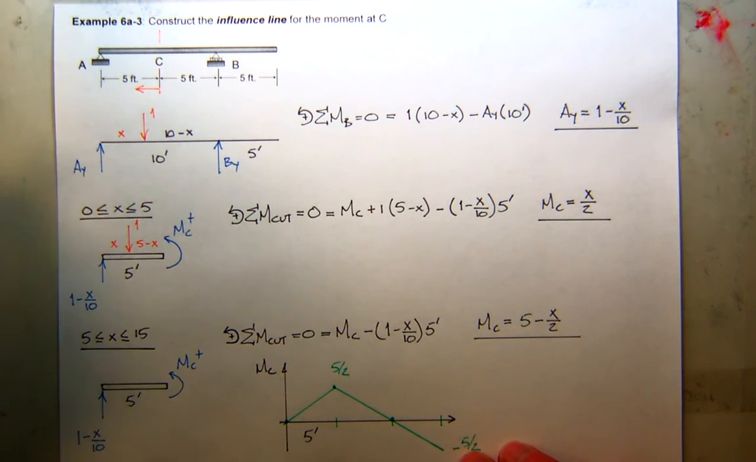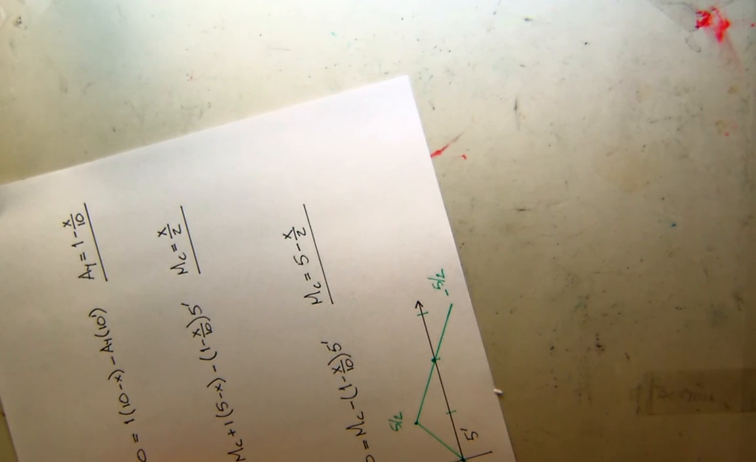All right, let's. What if you don't have a moving load per se? What if you have a distributed load that represents something moving? So there's a way to use this influence line, even though it's built for a single moving load. You can also use it for a distributed load.